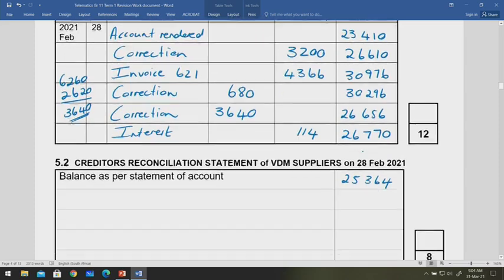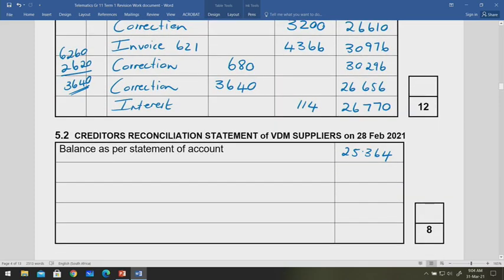If we continue, 2.6, an invoice for 5,885 was entered correctly in the creditors ledger. Creditors ledger is our books. That was entered correctly. But the statement of account received from VDM suppliers on their records showed the invoice entered as 8,558. And the creditors clerk did contact VDM and they promised to correct the error. So we only bought for 5,885, but they increased our account with 8,558. So this is a correction to be made.